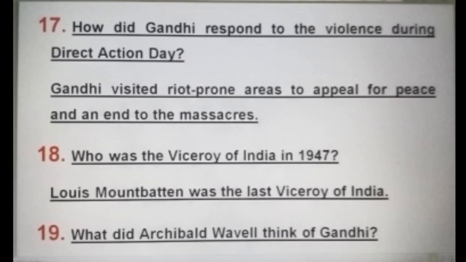How did Gandhi respond to the violence during Direct Action Day? Gandhi visited riot-prone areas to appeal for peace and an end to the massacre. Who was the Viceroy of India in 1947? Louis Mountbatten was the last Viceroy of India.